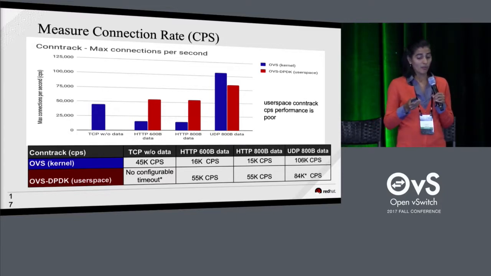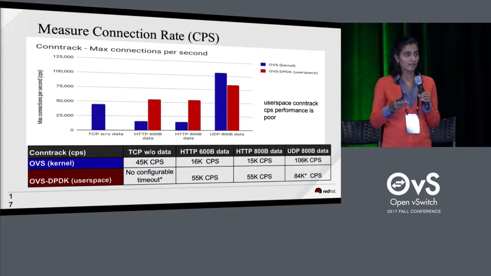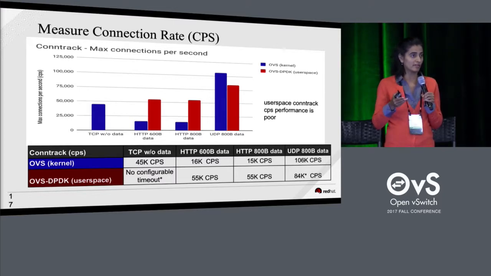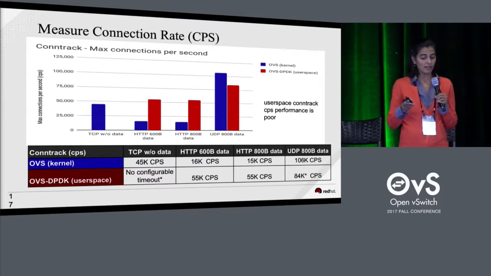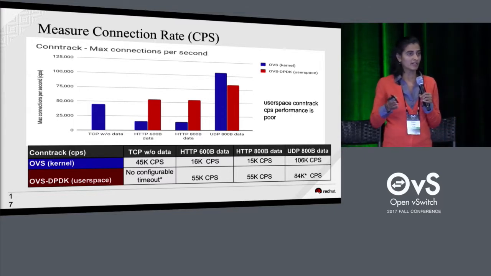OVS-DPDK, with the data, we are definitely affected by the timeout. This is a 30-second timeout versus the other one, which was a 5-second timeout. So we're seeing 55K, and I think our UDP data could go higher, but I think we're hitting table limitations on this one.